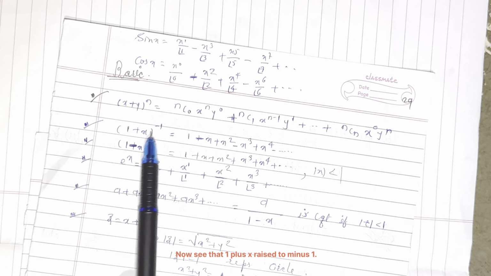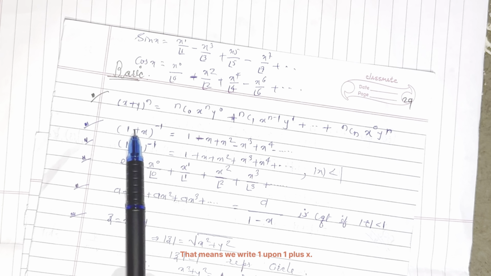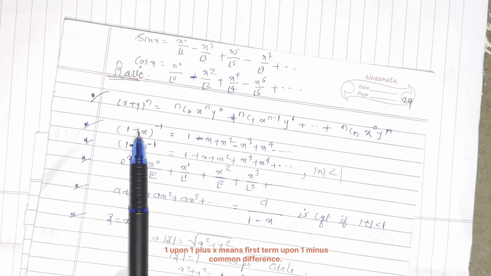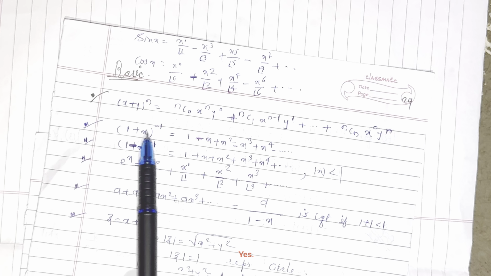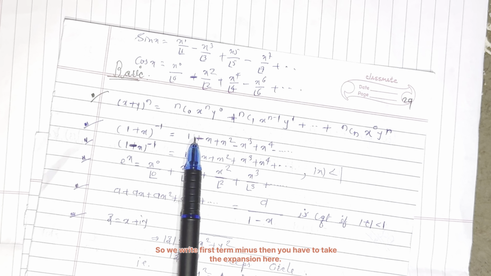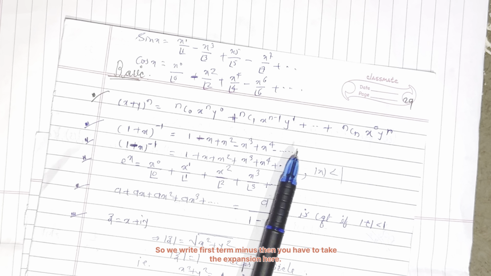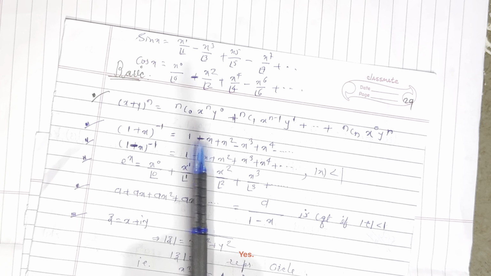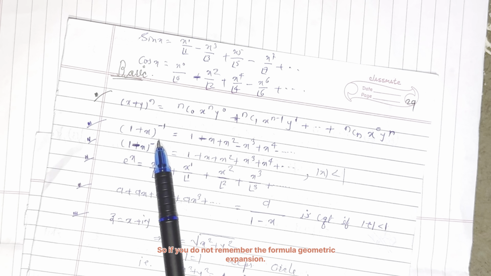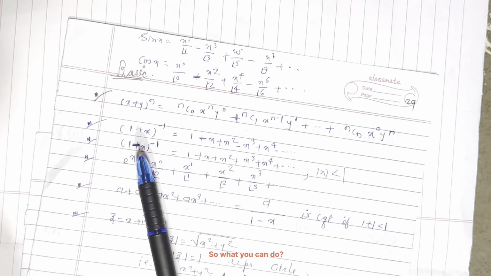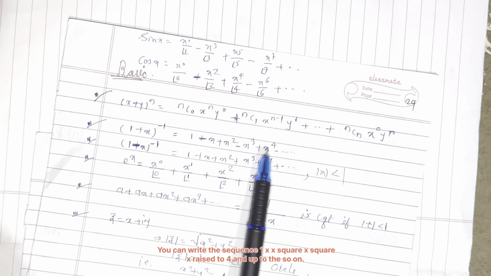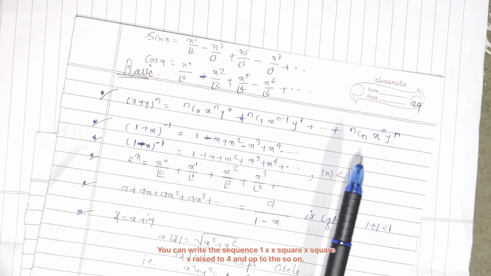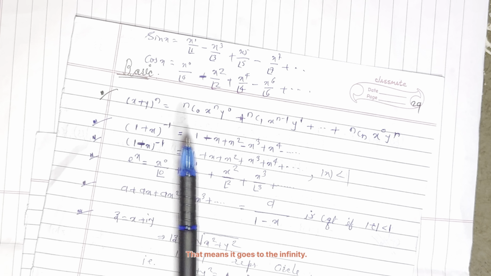Now, 1 plus x raised to minus 1 means 1 upon 1 plus x, which is the first term upon 1 minus the common ratio. Then you take the expansion. If you don't remember the geometric expansion formula, you can write the sequence 1, x, x square, x cube, x raised to 4 and so on, which goes to infinity.